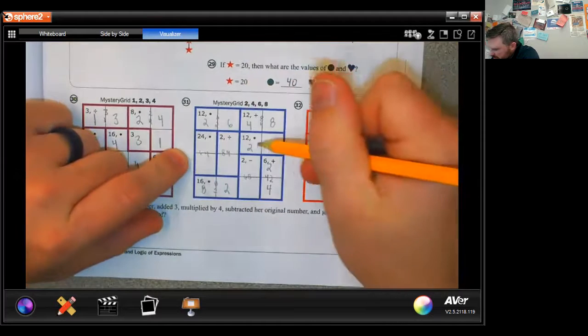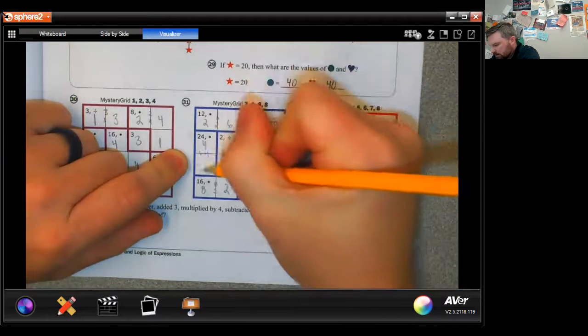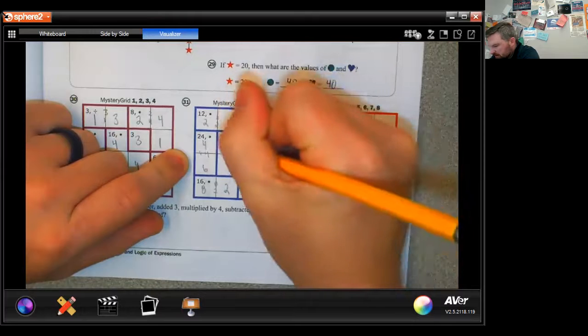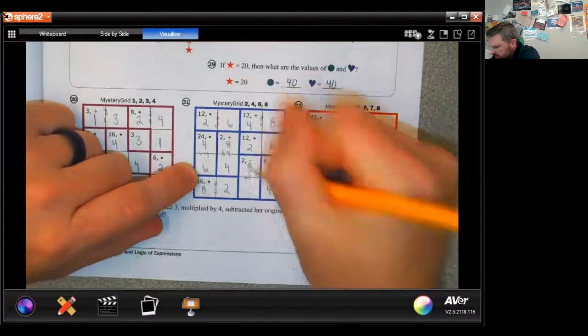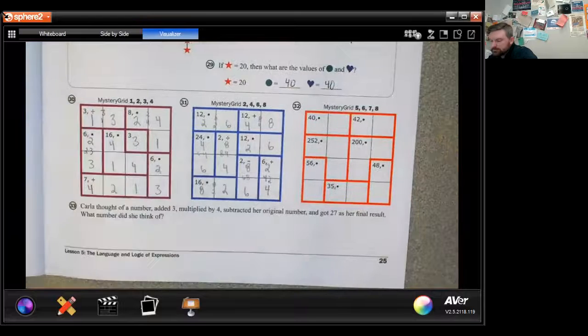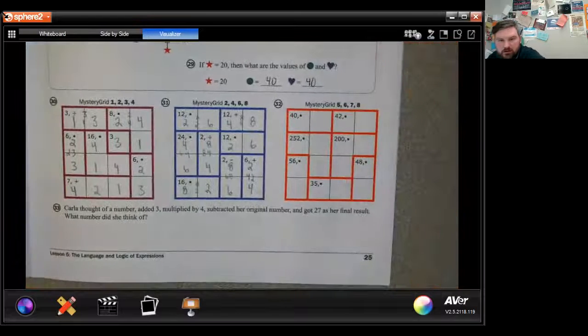So 6 is here. So this has to be 4, 6. This has to be 8, 4. This would be 8, 6. And I think that's it. All right. Now this one, again, just has bigger numbers. Okay. So you may want to use a calculator here if need be.